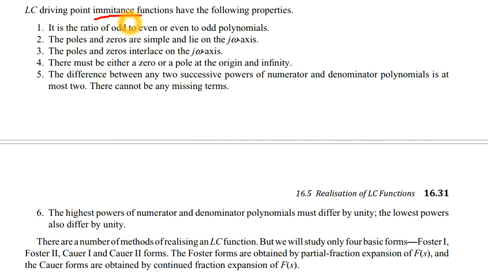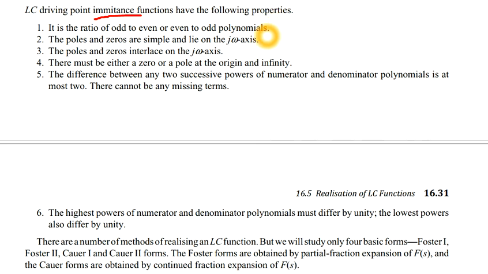Fine, so we will see the LC driving point immitance function properties, using which we can test whether the given function is an LC function or not. So what is the first property? The first property is that it is always the ratio of odd to even or even to odd polynomials. We all know even terms and odd terms. We have also solved many problems with Hurwitz as well as positive real function concepts. So accordingly, an LC function is always a ratio of odd to even or even to odd.